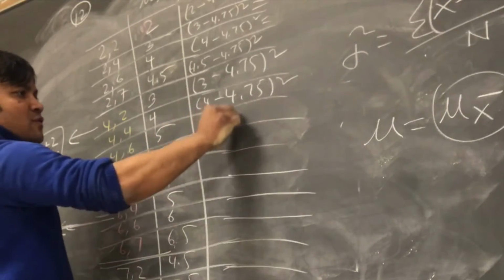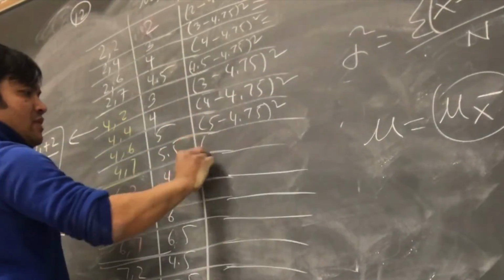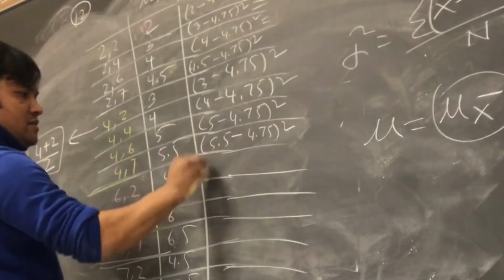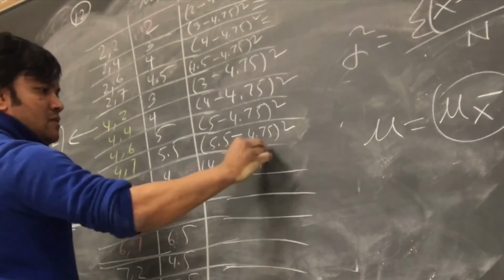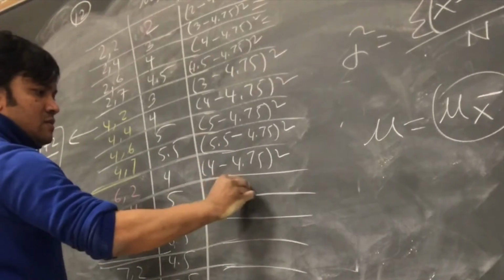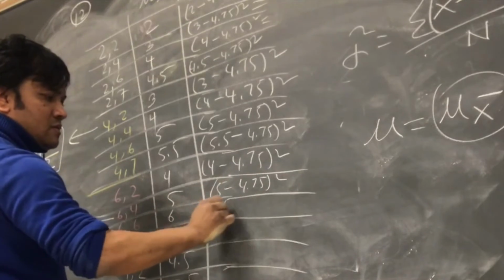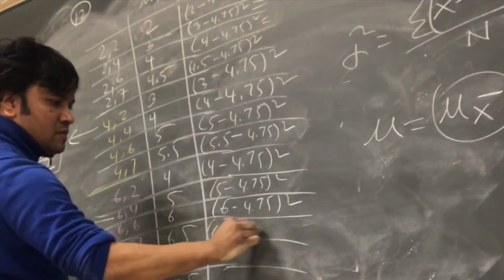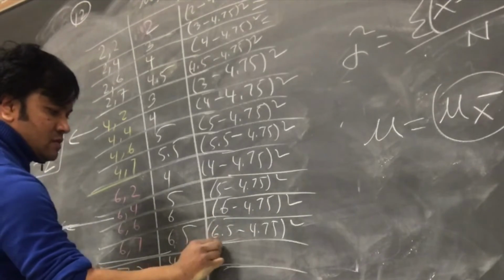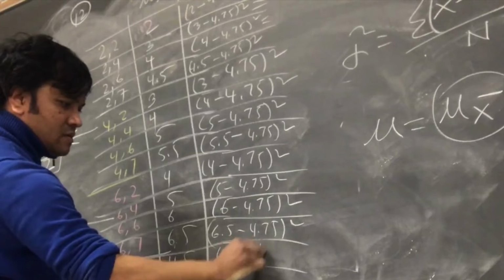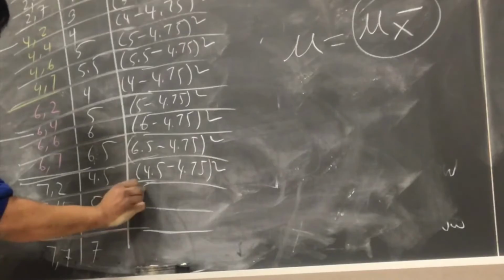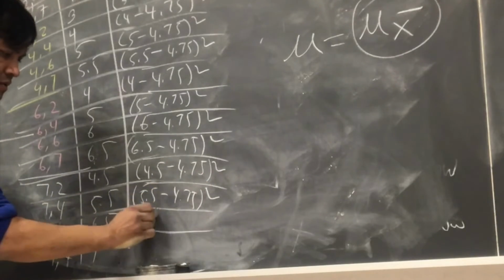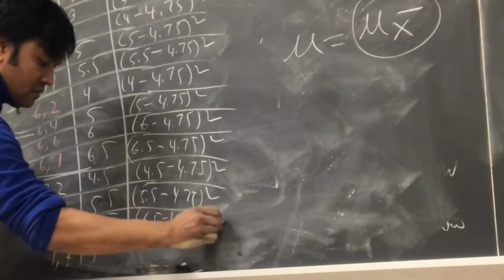5 minus 4.75. 5.5 minus 4.75. 4.75 is squared. 5 minus 4.75. 5.5 minus 4.75, 6.5 minus 4.75, and 7 minus 4.75.